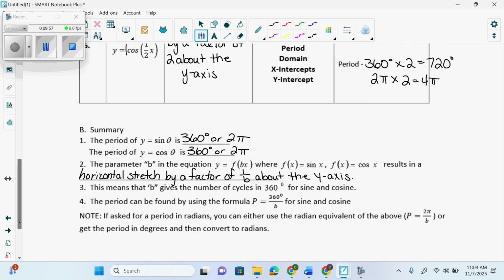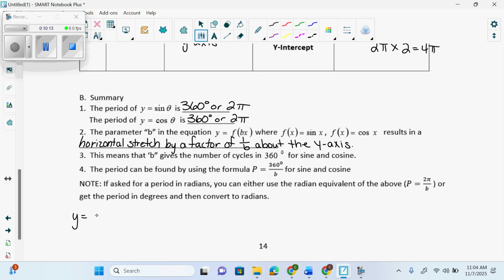So this means b gives the number of cycles in 360 for sine and cos. The other thing you can do is multiply by the horizontal stretch, or you can divide by the b value in the equation. Because if, say I give you y equals cos 3x, this is the b, I can divide by the b, so I can go 360 divided by 3, and I would get 120. Why can I just divide by the b? It's the same as multiplying by 1 over b.